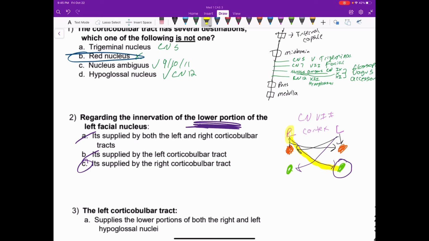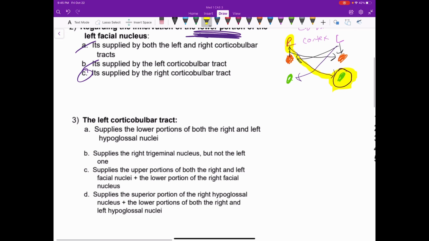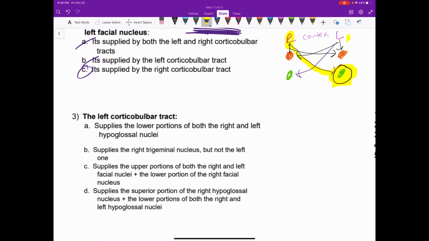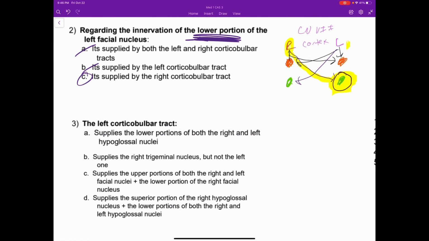The right corticobulbar tract is supplying the left lower portion of the left facial nucleus. Good, we know this. These questions should be a walk in the park for you guys. So now the left corticobulbar tract, so we're talking about the left side up here, does what? Does it supply the lower portions of both the right and left hypoglossal nuclei?